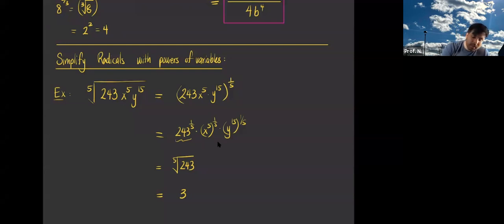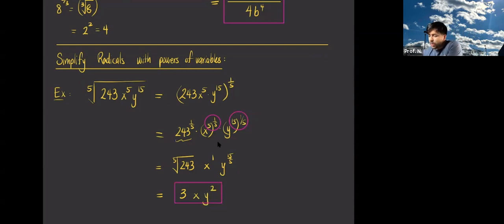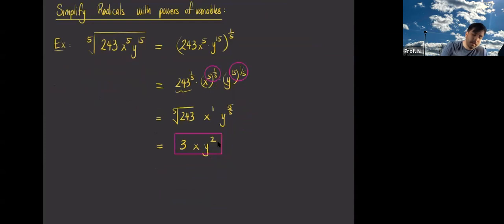And then what happens with these exponents? Aren't they multiplied? So 5 times 1/5 is what? x to the 1st power, because 5 times 1/5 is 5 over 5. And then 15 times 1/5 is 15 over 5, which is 3. Hold on, y to the 15th times 1/5 gives y cubed. Let me restate: the answer will be 3xy cubed. So we have these situations where we can simplify very, very nicely.